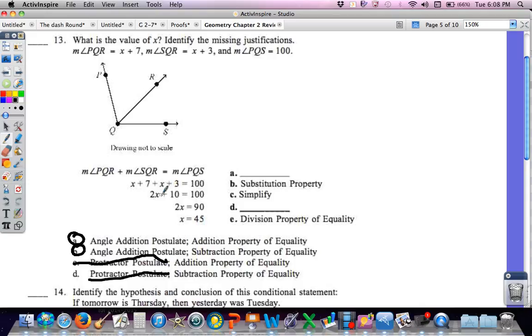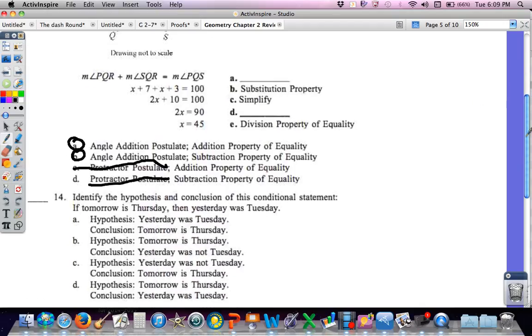So then when we look at this next step, in order to get 2x equals 90, we're subtracting 10 from both sides, so it is subtraction property of equality. So 13 is B.